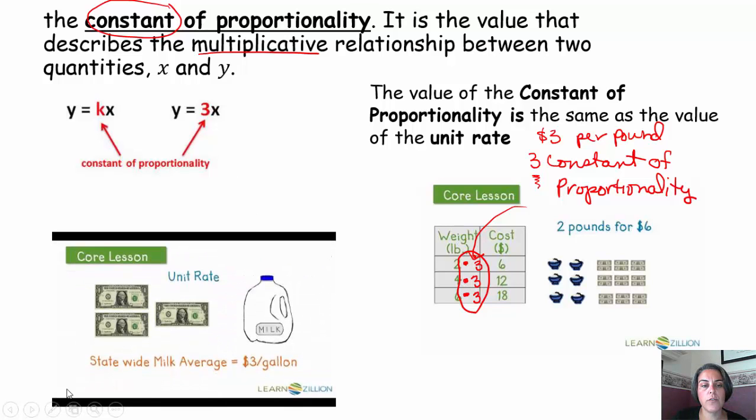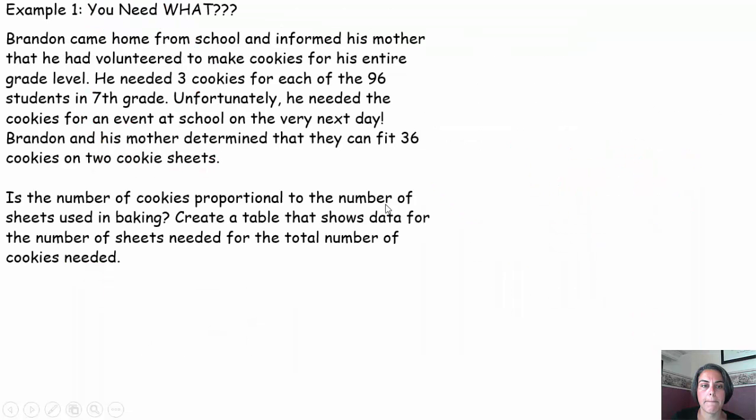If you know your unit rate for milk, statewide milk average is $3 per gallon, well, our constant of proportionality is also 3 because you're paying $3 for the first gallon, $3 for the next gallon, $3 for the gallon after that. Let's say you wanted to know for 8 gallons, how much would you pay? You would take that 8 and multiply by 3. If you wanted to know for 12 gallons how much you would pay, you would take 12 and multiply by 3 because 3 is our constant of proportionality or our unit rate.